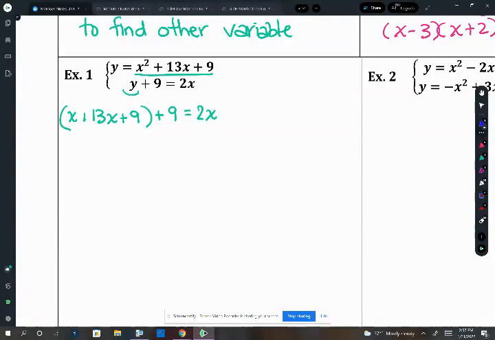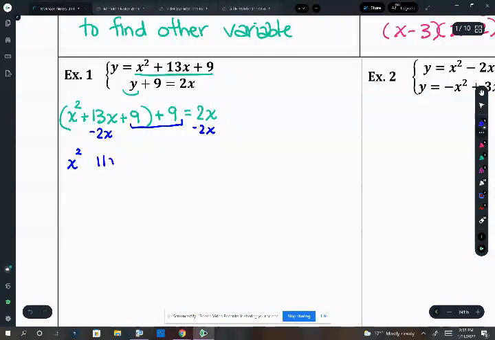And then I'm going to, why is that not showing up? There we go. I'm going to take everything and move it to the same side and simplify. So I'm going to subtract the 2x, and then I'm going to combine the 9's. So my equation ends up being x squared plus 11x plus 18 equals 0.